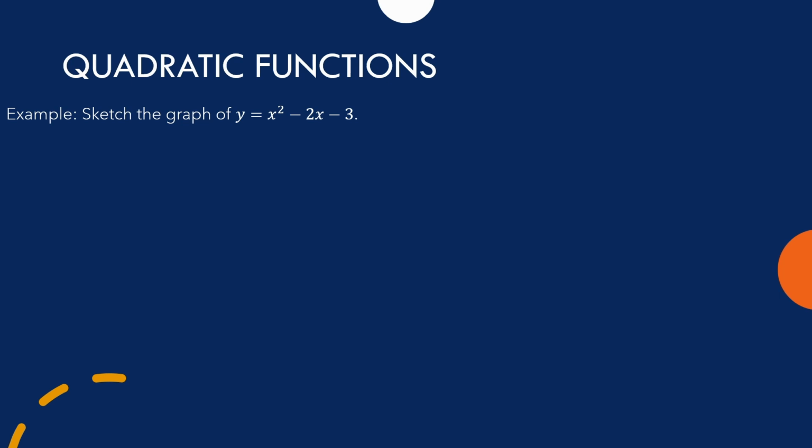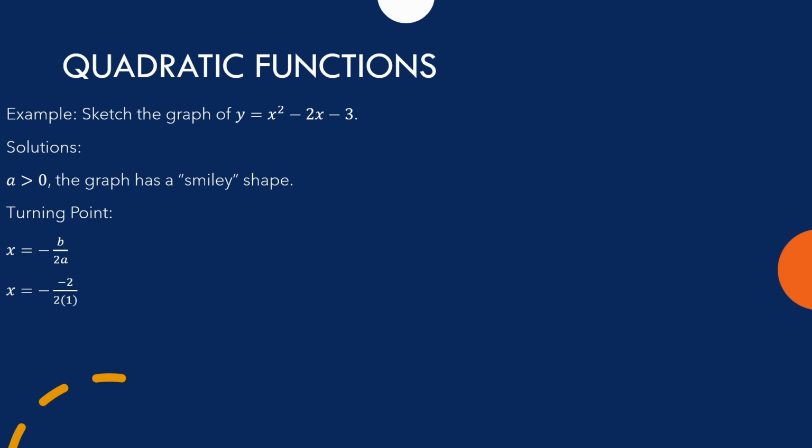And the next example, now the function is given in a different form. It says sketch the graph of y equals x² − 2x − 3. You follow the same steps. Again, I see that my a is positive, and hence the graph is a smiley shape. The turning point now: this is the formula you use when you are given the function in the form ax² + bx + c. Substituting my a, b and c from my function, I get x equals −(−2) divided by 2 multiplied by 1, and the negatives will cancel each other out to leave me with an x value of 1.